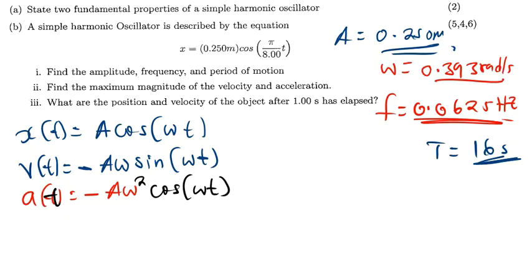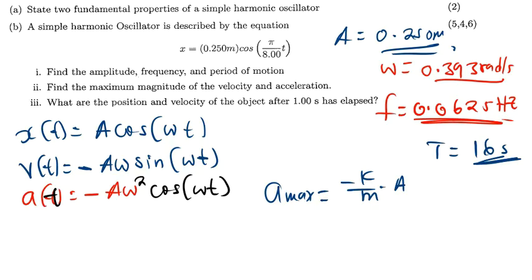Now let's go ahead to part 2. Part 2 is saying find the maximum magnitude of the velocity and the acceleration. When you hear the word magnitude, even if the answer is negative, just get it as a positive. When we're talking about the maximum acceleration, I believe you know this formula. The maximum acceleration is given by negative k over m times a. That one we know it already.